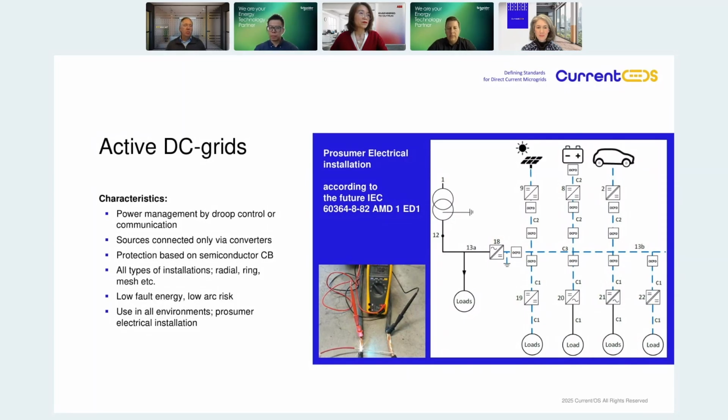The block diagram on the right side is a picture from the IEC 63364-8-82 Amendment 1, which is a DC prosumer electrical installation standard, which will be published in the coming months. It's the work of IEC Joint Working Group 44. The AC version was already published. The DC version will be published this year, in the coming months.